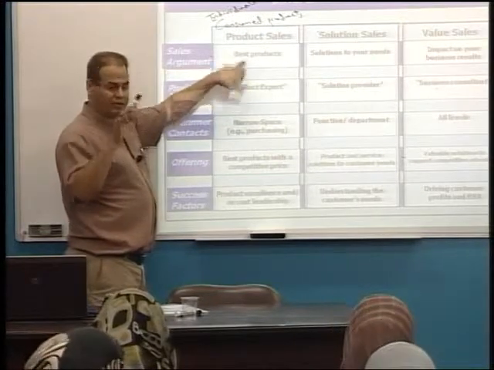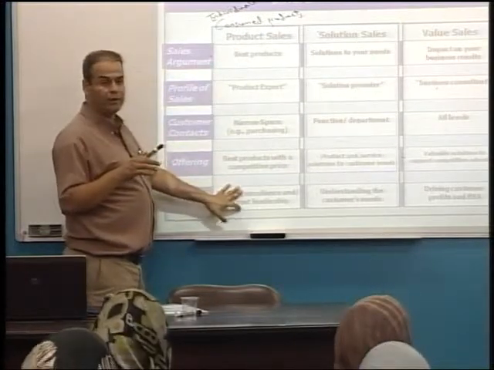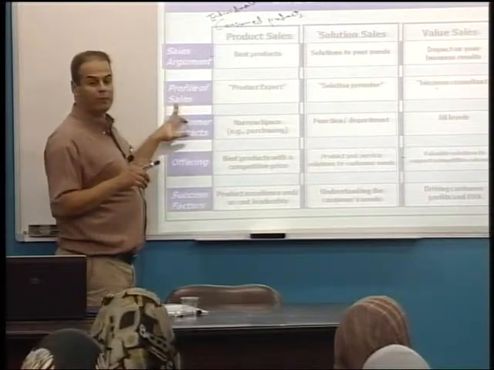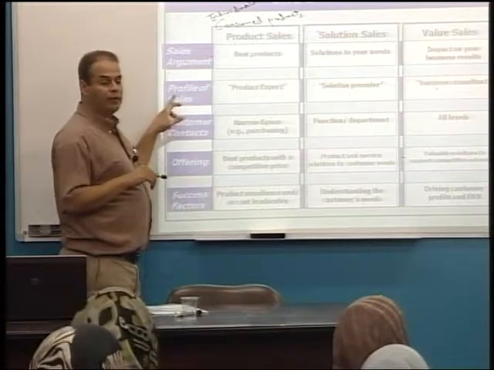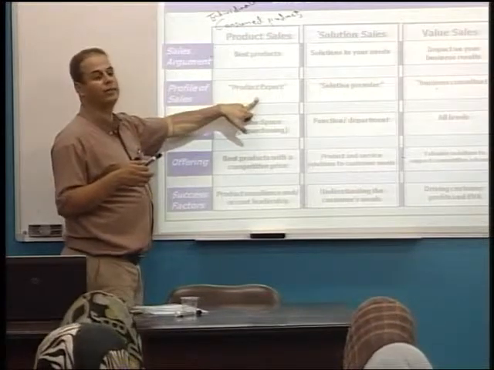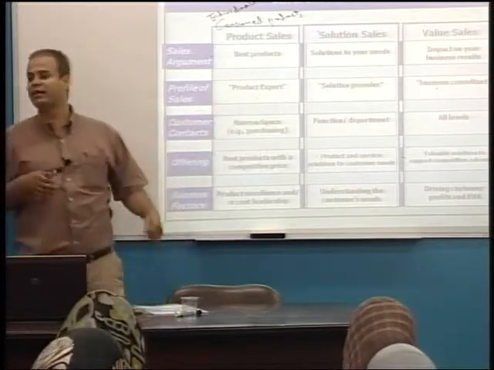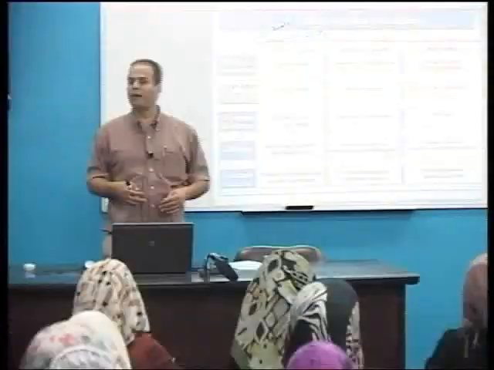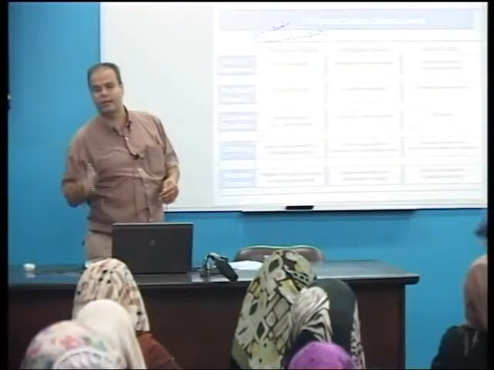But before giving an example, let's talk about all of them. Number 2, we are talking about a profile of sales. The characteristic of the seller is that he or she must be a product expert. In other words, the seller knows everything about the product which he is selling.